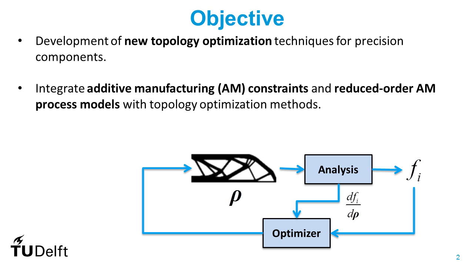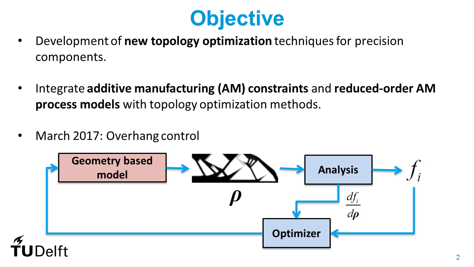The research objective is to develop novel topology optimization techniques suitable for precision components, and this is essentially done by integrating additive manufacturing constraints and reduced order process model into topology optimization schemes. The bottom picture symbolizes the standard topology optimization procedure. Here, the analysis and optimization is carried out in an iterative manner, and the gradient information is used in order to make the incremental changes in the design.